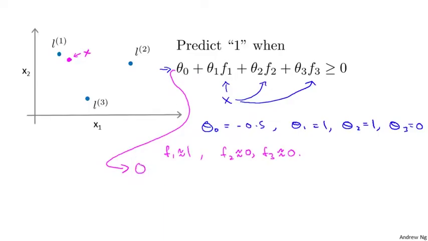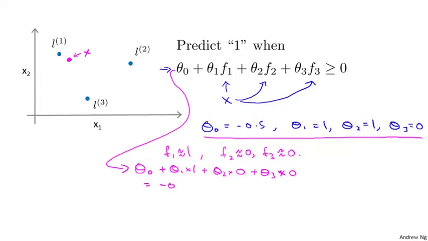So if I look at that formula, I have theta 0 plus theta 1 times 1 plus theta 2 times some value, not exactly 0, but close to 0, and then plus theta 3 times something close to 0. Plugging in these values, that gives minus 0.5 plus 1 times 1, which is equal to 0.5, which is greater than or equal to 0. So at this point, we're going to predict y equals 1, because that's greater than or equal to 0.